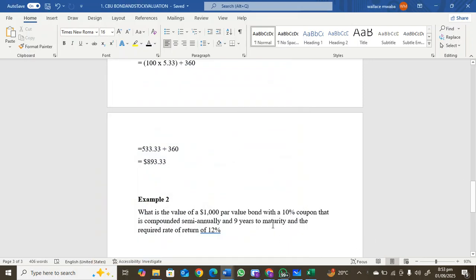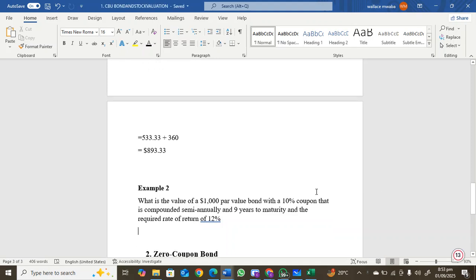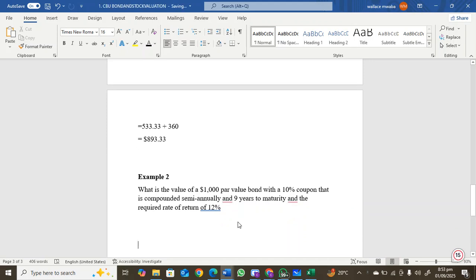Okay, so we've got another question here. It says, what is the value of a $1,000 par value bond with a 10% coupon that is compounded semi-annually and has 9 years to maturity and the required rate of return of 12%? Okay, so here again, we want to find the price of this bond. This coupon is the interest rate.